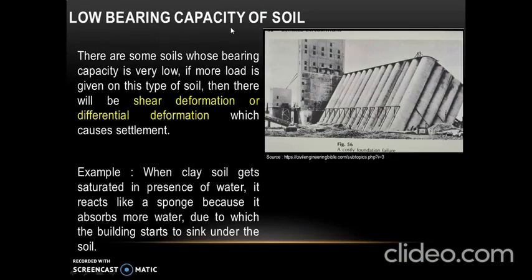Next is low bearing capacity of soil. There are some soils whose bearing capacity may be low, and if the load is applied on such type of soil, there will be failure due to shear deformation or differential deformation, which results in settlement. For example, if the soil found under the structure is clay, and when water comes in contact with it, it acts like a sponge because it may absorb water, due to which the building starts to sink.